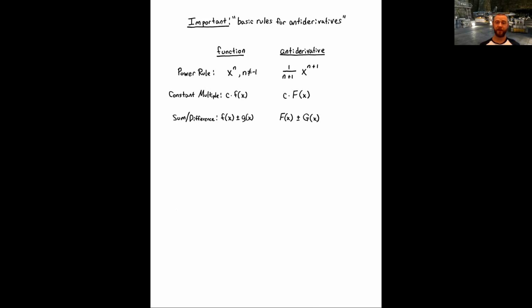Constant multiples, well, we can just have it multiply now our function's antiderivative. And if we have, let's say, a function that's a sum or difference of two other functions, we just find an antiderivative for each part and then add or subtract their respective antiderivatives.